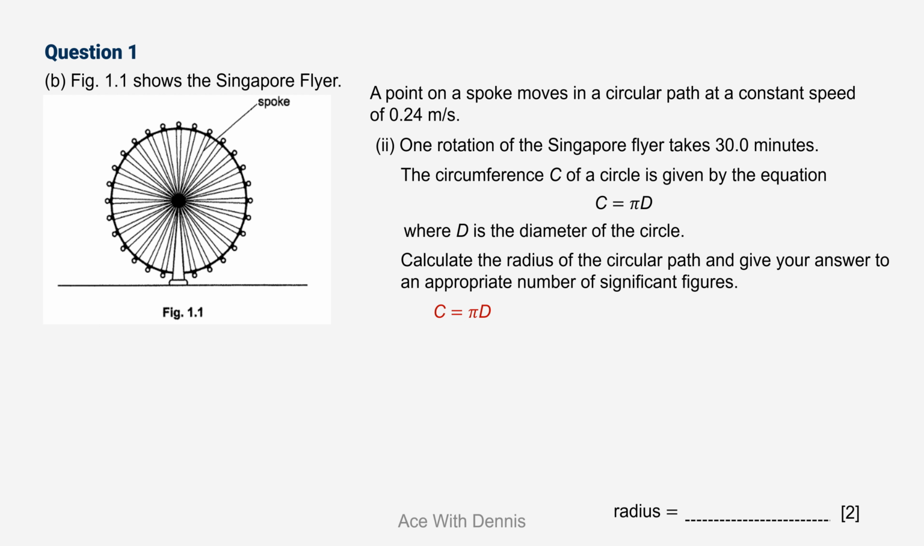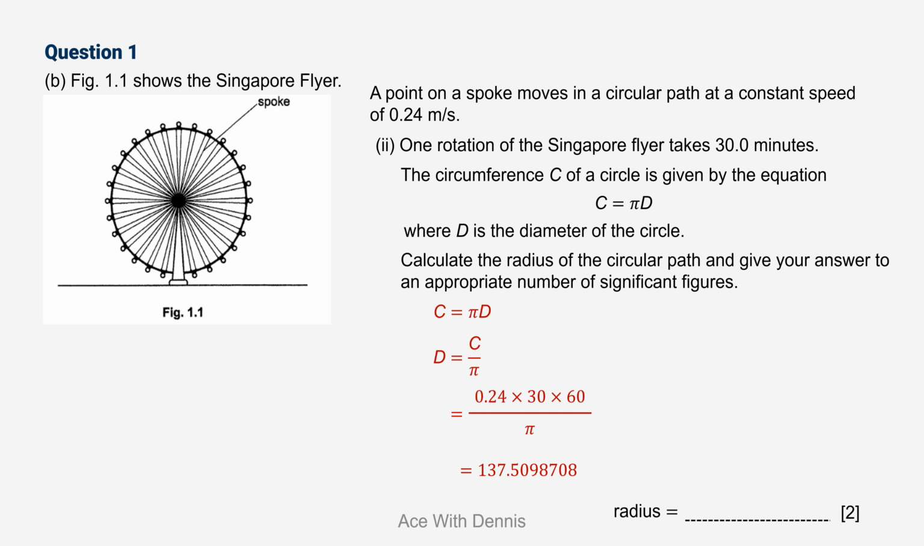Now, we want to find the diameter of the circle, so d will be C over pi. Now, the circumference of the circle for this case will be the speed of the rotation multiplied by the time. So the time is 30 minutes and we convert to seconds, so we multiply by another 60 seconds as 1 minute equals 60 seconds, and then we divide it by pi.